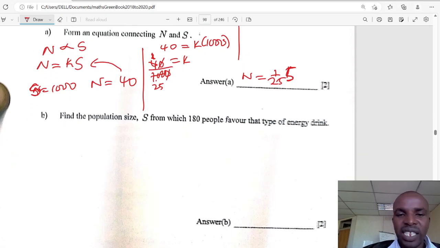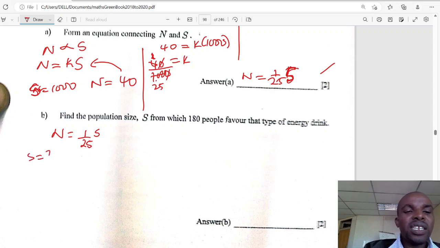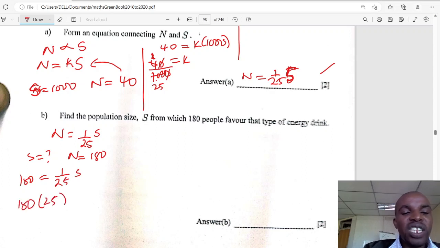Then find the population size S, from which 180 people favor that type of energy drink. Right, so you are just using this equation. Please take note, this one is S, it's not 5. So N is equal to 1 over 25 S. You're trying to find the size of the population, want to find S. What is S when N is equal to 180? So we substitute, 180 is 1 over 25 S. Then you cross multiply by 25. 180 times 25 is equal to S. So 180 times 25 is what?